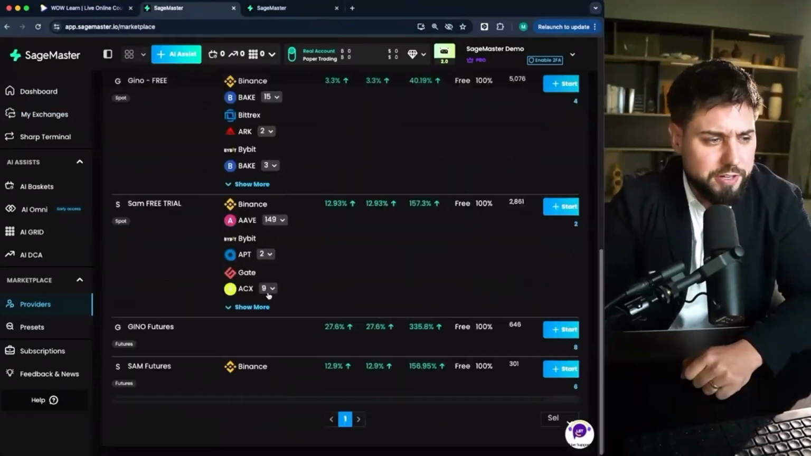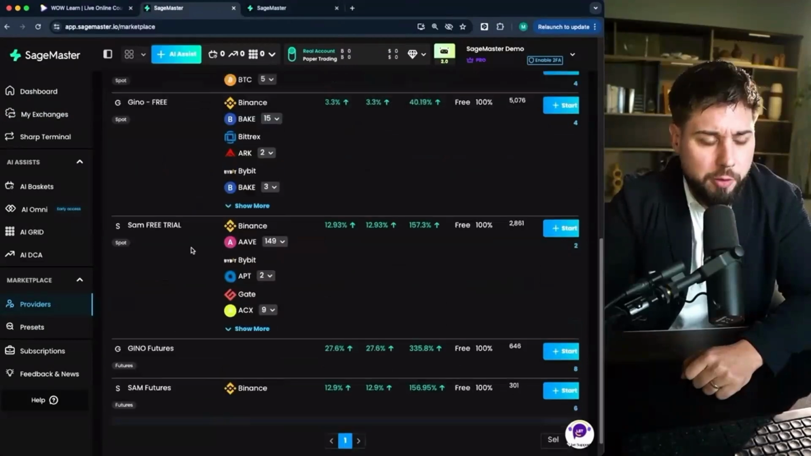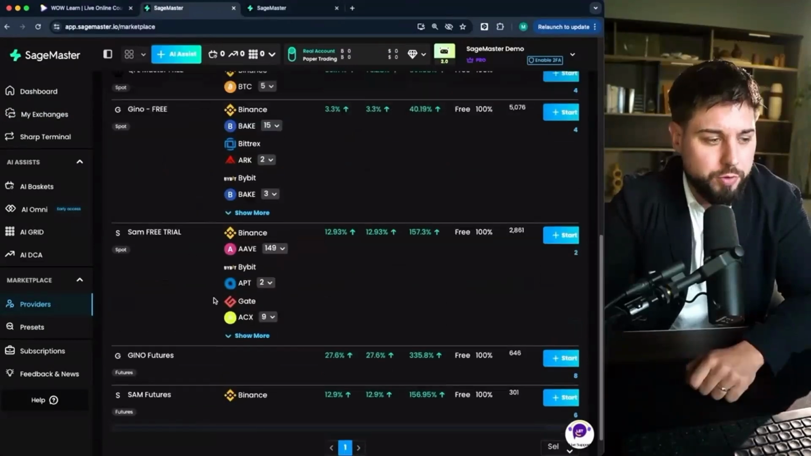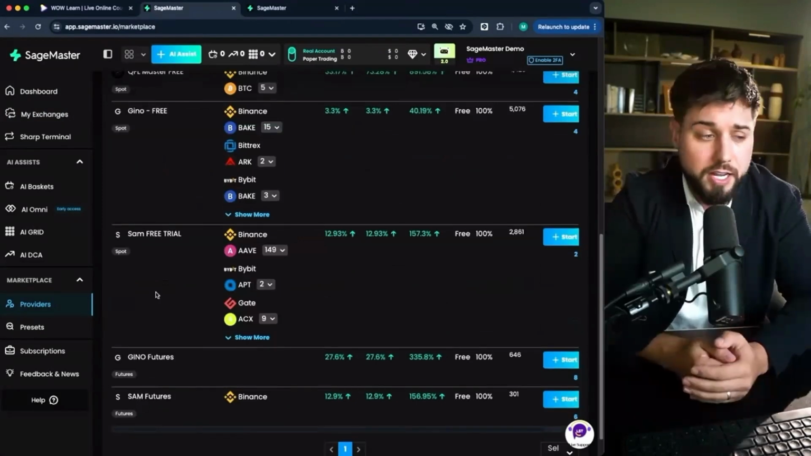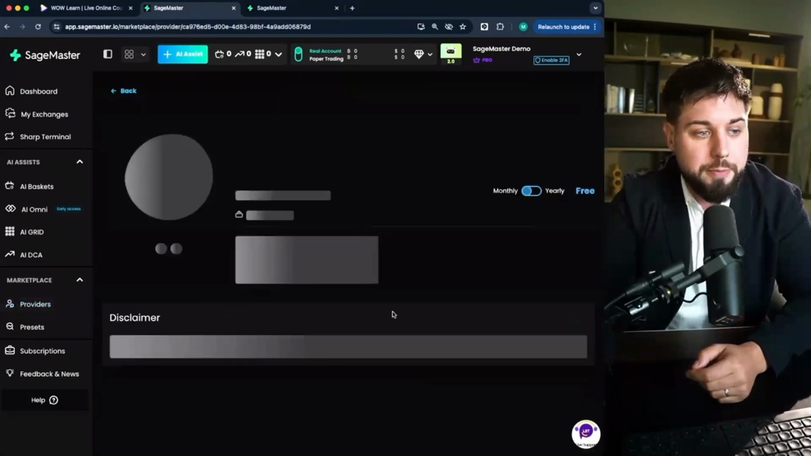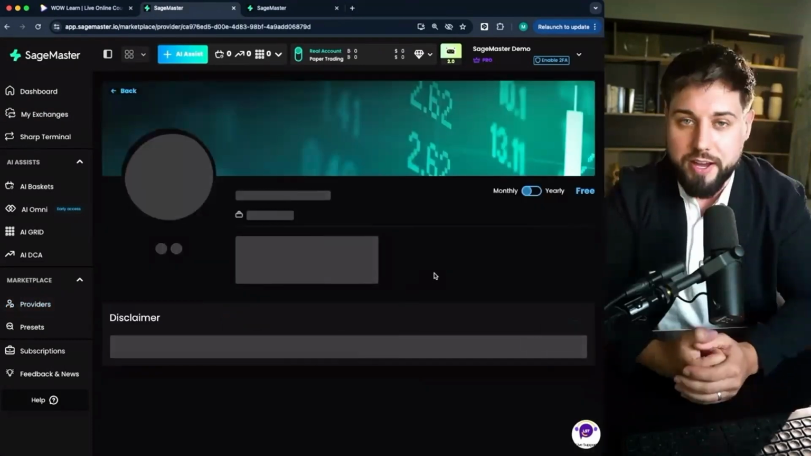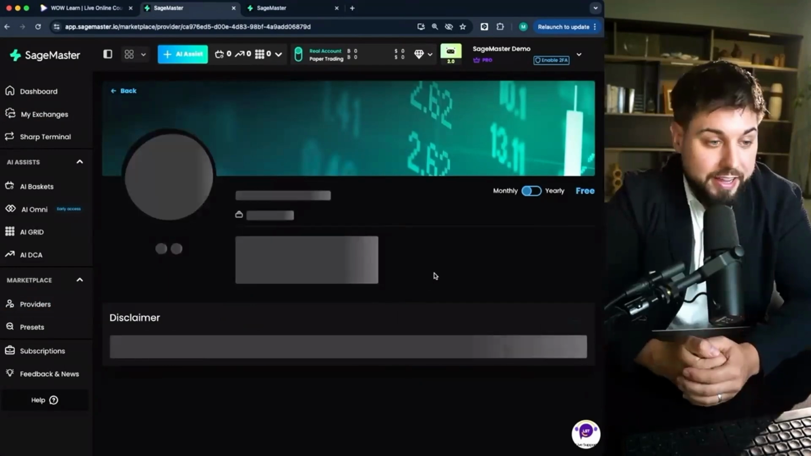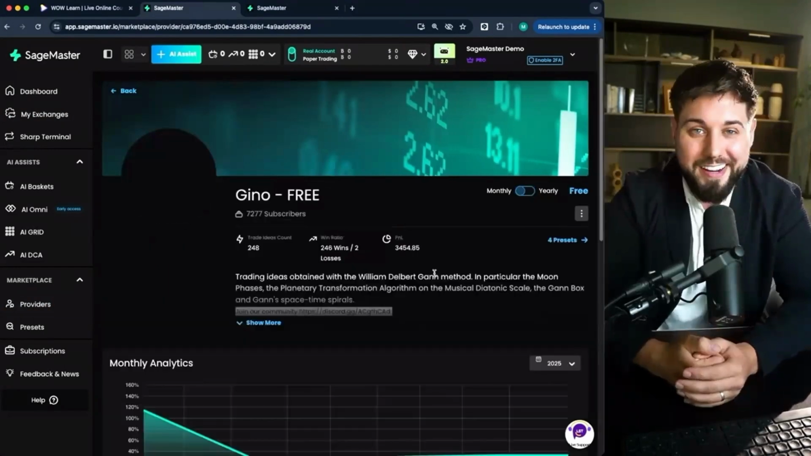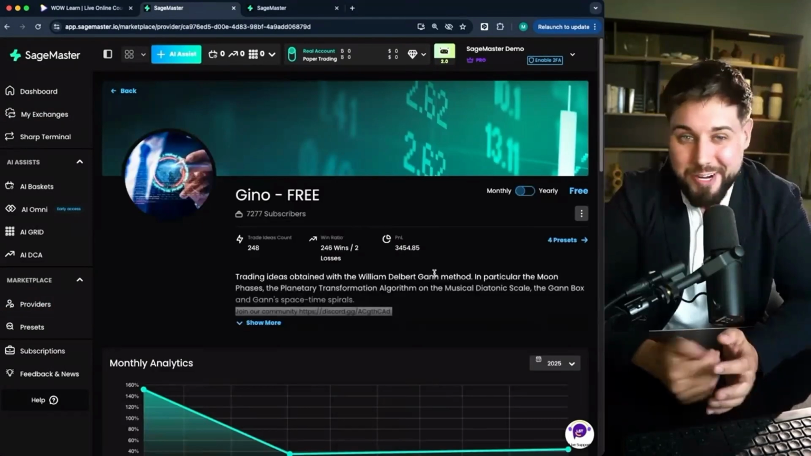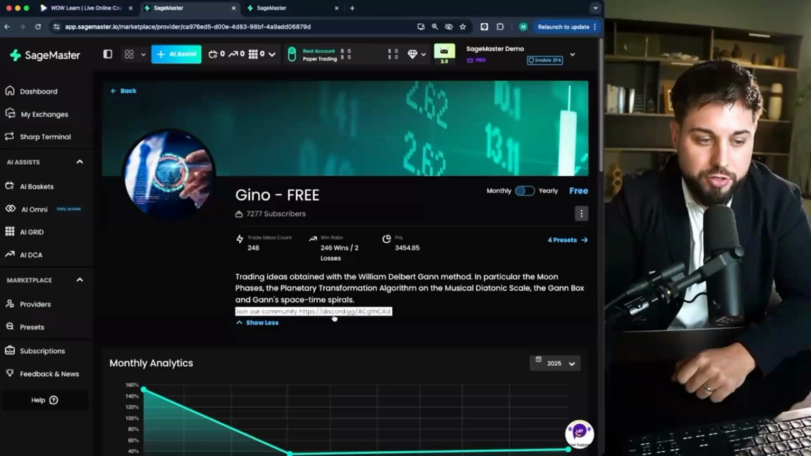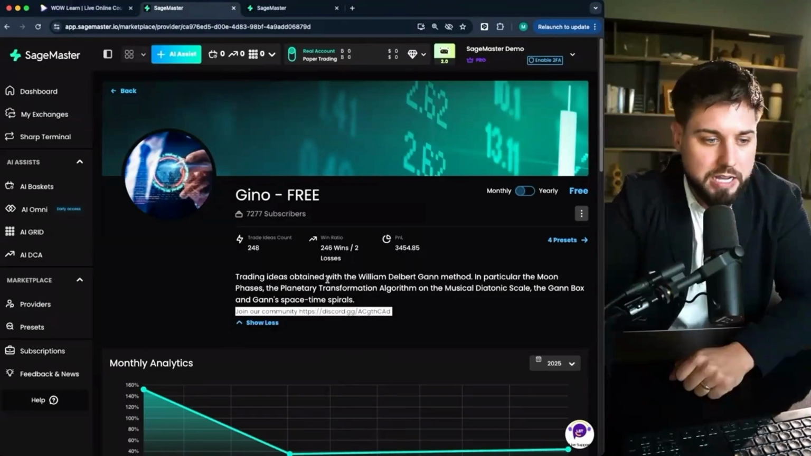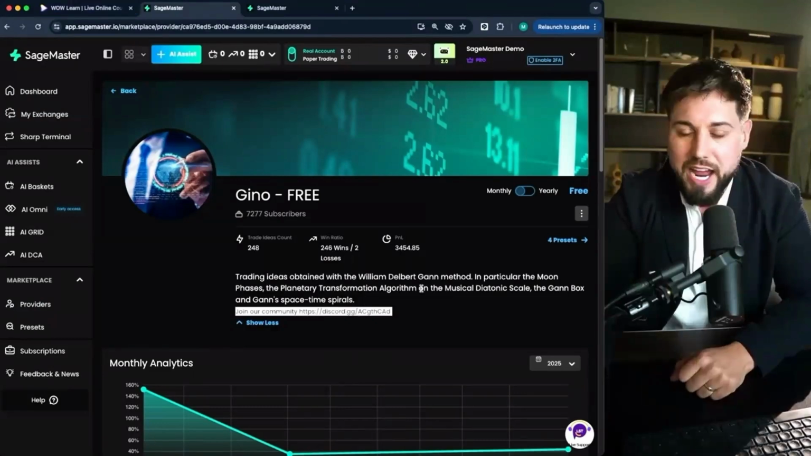So you can see here, if I scroll down, we have two phenomenal traders, more as well, but we're going to start from the bottom. Sam and Gino, they trade both spot and futures. If we're just looking at spot, for example, Gino is trading with a method called William Delbert Gann. If you're not familiar with his strategy, don't worry. I was not either a couple of years ago, but I've been learning by following Gino in his Discord channel, and some of his educational material in WowLearn, for example. And his entries are just absolutely phenomenal.